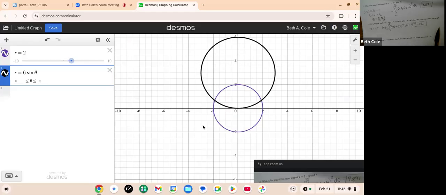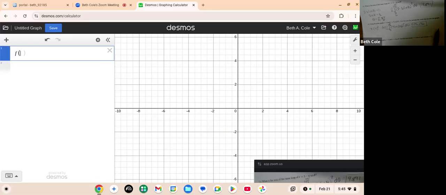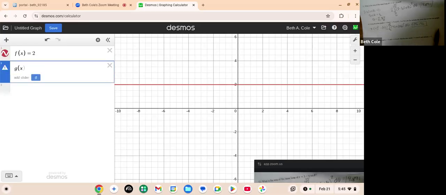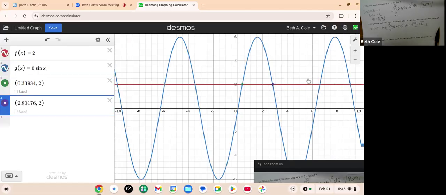Now, the thing is, we need those intersections. So I am going to use x instead of theta. I'm going to type in each of these and get the intersections. And so we're going from here to here. We want the very first intersection to the next intersection. I'm going to export those points. Those are going to be our boundaries. We're going to go from there to there.